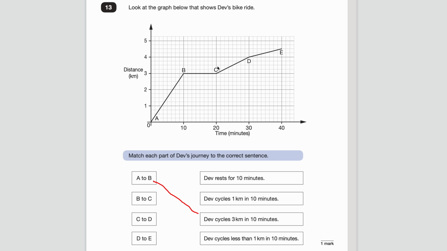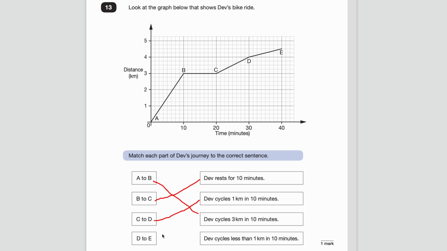So what happens from B to C? It takes him 10 minutes to go absolutely nowhere. So unless he is traveling incredibly slowly that they can't measure it, it's probably likely that he's just having a rest. So Dev rests for 10 minutes. That's perfect. At minute 20 to minute 30, C to D, in 10 minutes, he's gone from 3 kilometers to 4 kilometers. So he's gone 1 kilometer. He's slowing down a little bit. There you go. Dev cycles 1 kilometer in 10 minutes.